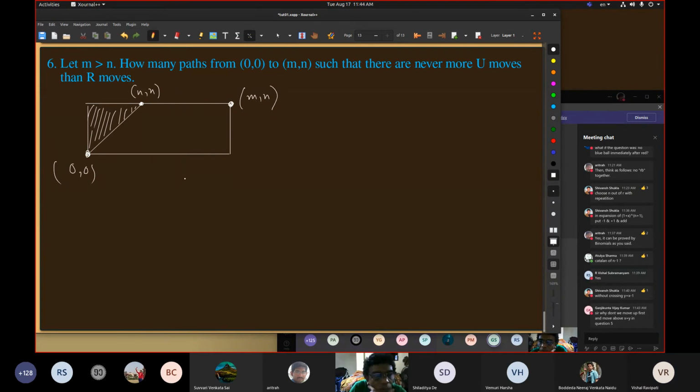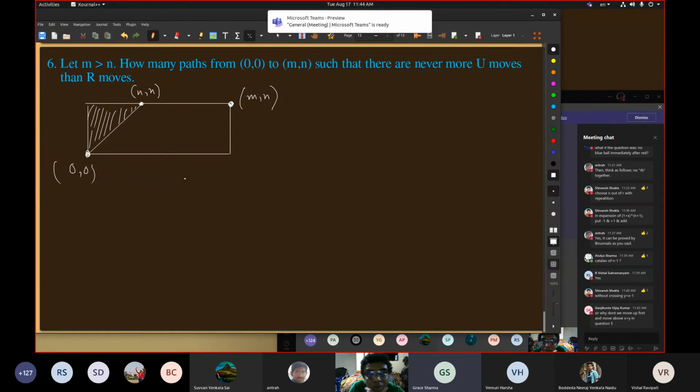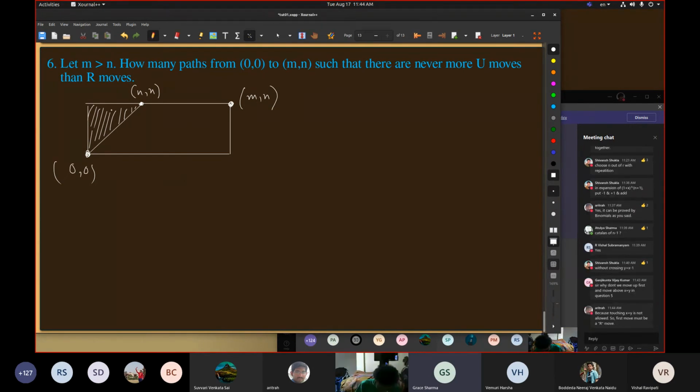No. So, in one part, the final destination was n, n, but yes, that is the reason this counting is not fully correct. The idea is fine. m plus n factorial by m factorial n factorial minus C n.